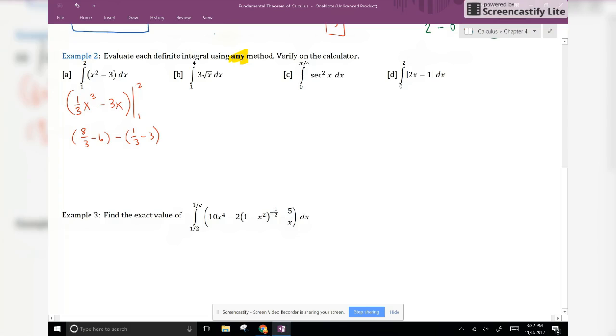And I guess I can somehow put these all together. I kind of see 8/3 minus 1/3 is 7/3. And I see negative 6 minus a negative 3, so plus 3 minus 3. And then I guess I could make that 9/3? So 7/3 minus 9/3 is negative 2/3. And lo and behold, I have the area.